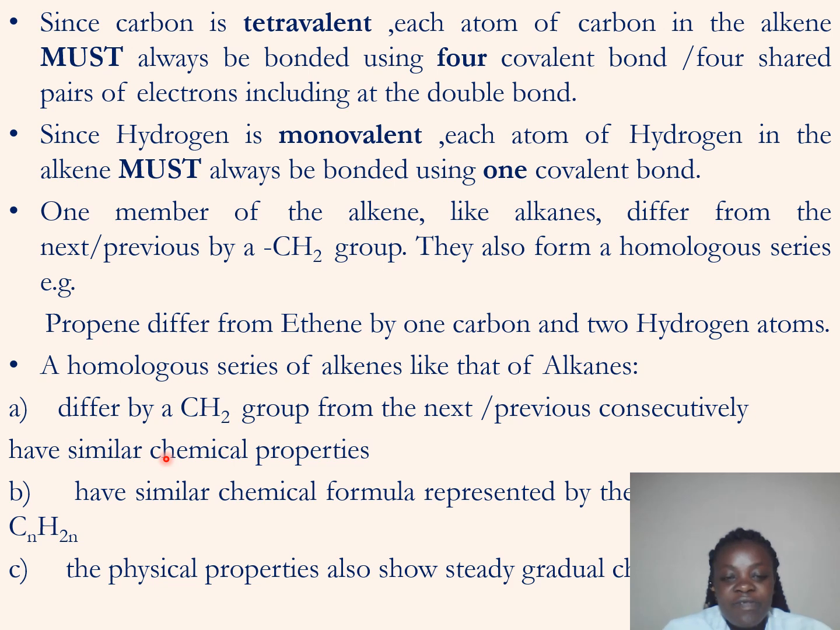One, they differ by a CH2 group. Two, they have similar chemical formula represented by the general formula. We have said it is CnH2n. So they have that general formula. And the physical properties of alkenes show a steady gradual change. So there's a relationship between the what?